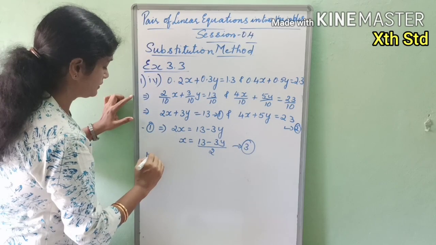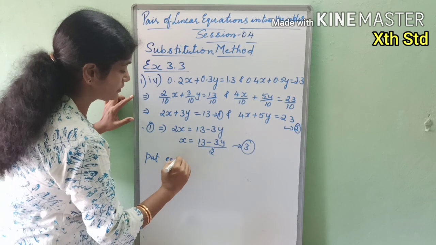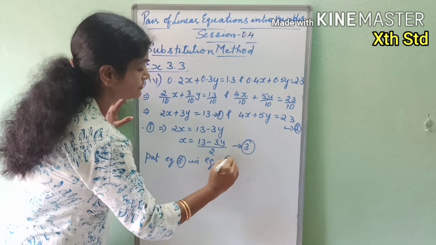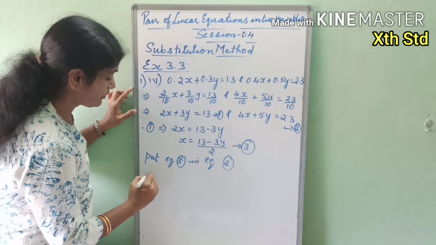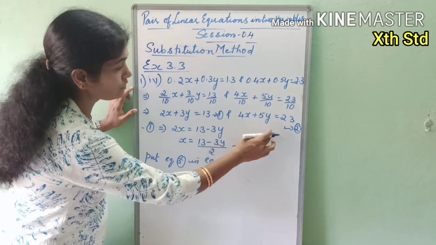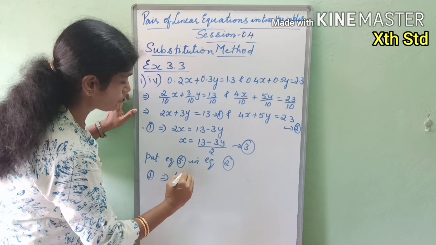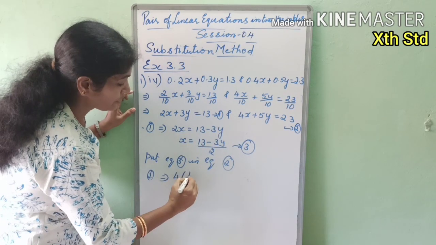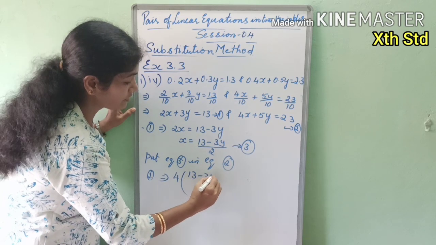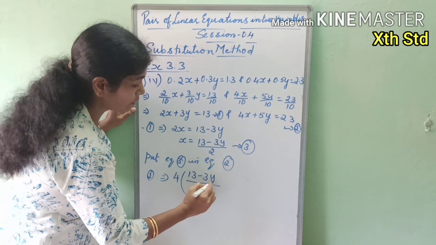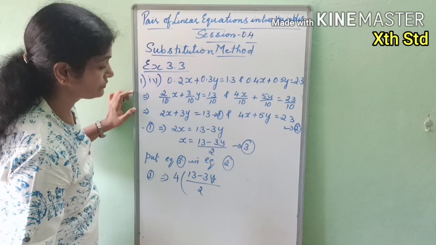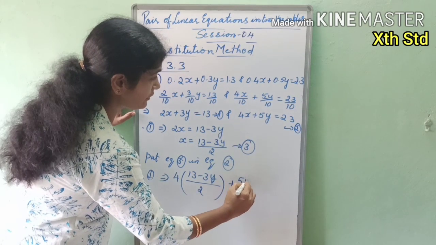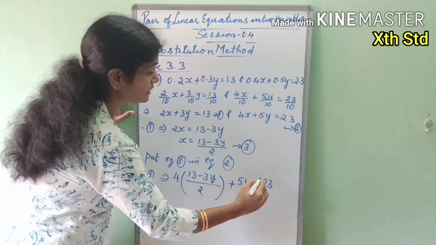So, put equation 3 in equation 2. Fine. So what will equation 2 imply? This equation 2 implies 4 into, wherever x is there, we are substituting x with this thing, that is (13 minus 3y) by 2, plus 5 into y equal to 23.